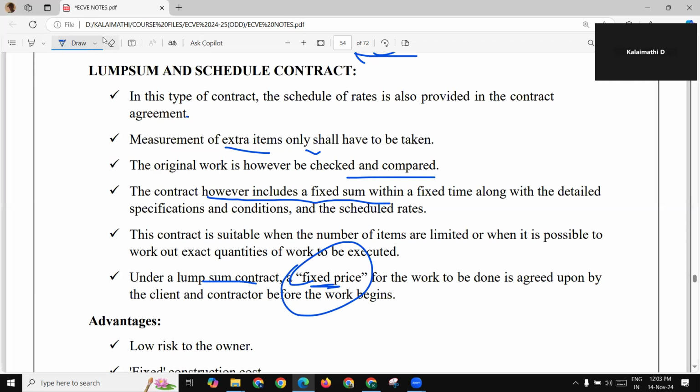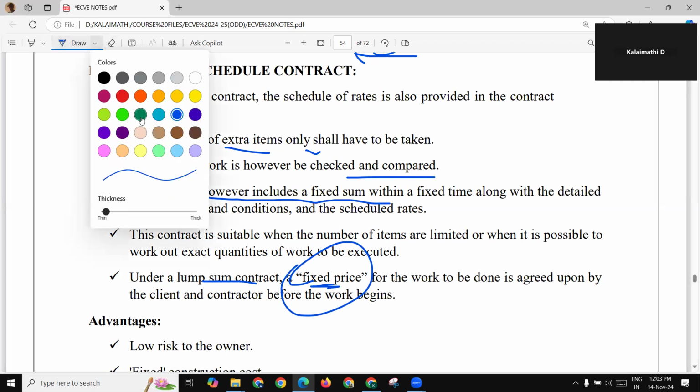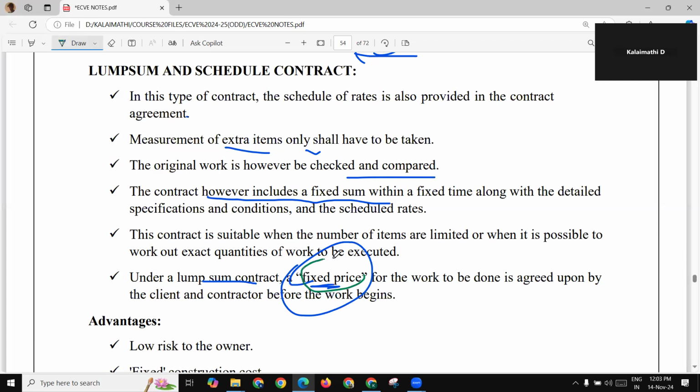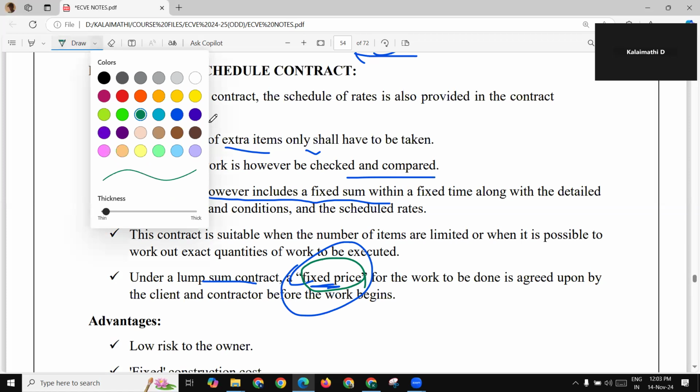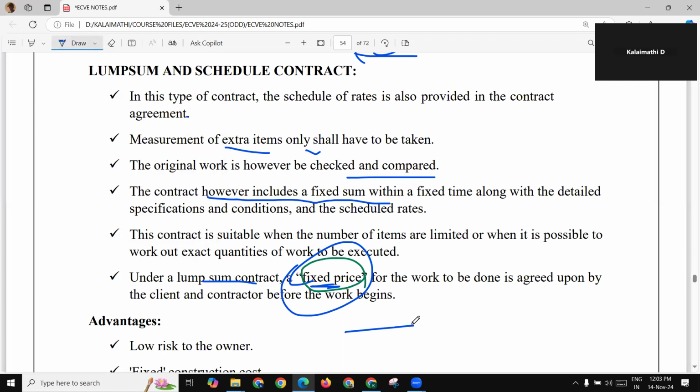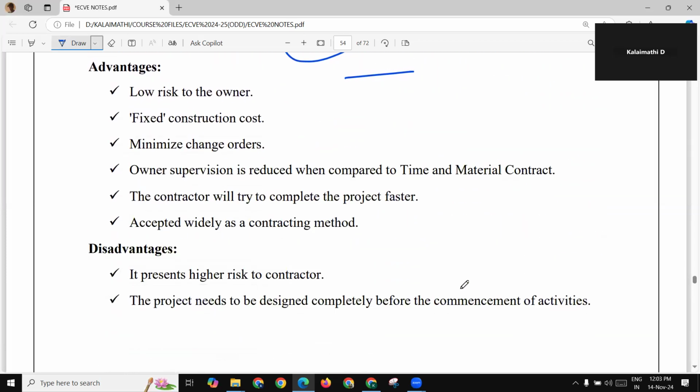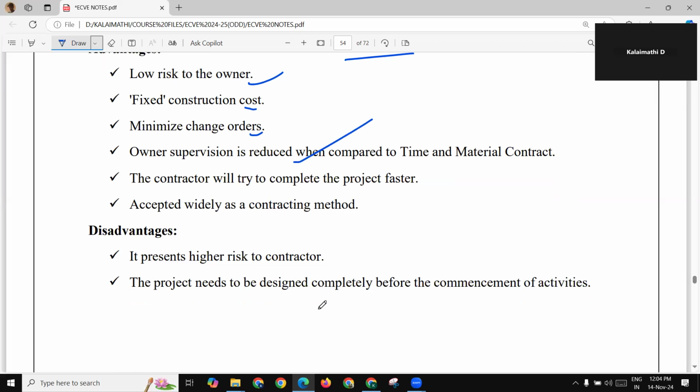Fixed price, so that the work to be done is agreed upon by the clients and the contractor. The advantages is low risk to owner, unlike a lump sum contract, fixed construction cost, minimize change orders, owner supervision is reduced when compared to time and material cost. Disadvantages, the project needs to be designed completely before the commencement of activities.